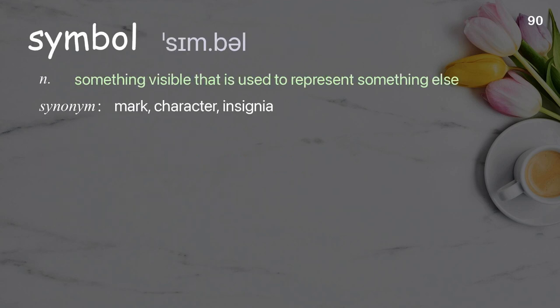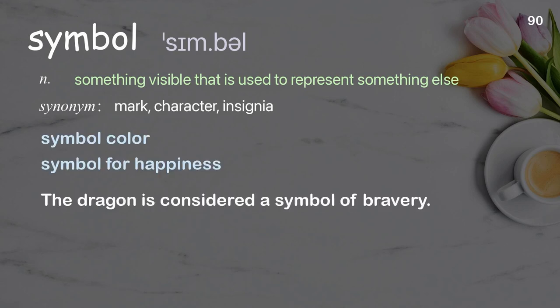Symbol. Something visible that is used to represent something else. Examples: symbol color, symbol for happiness. The dragon is considered a symbol of bravery.